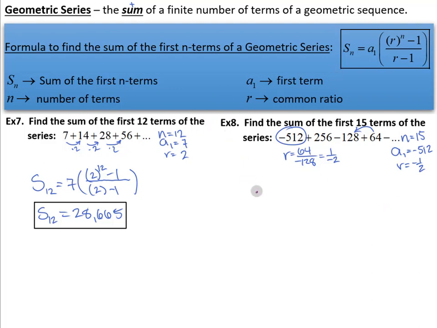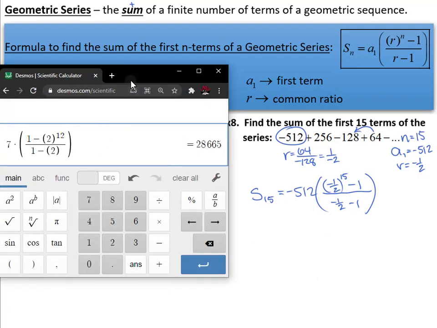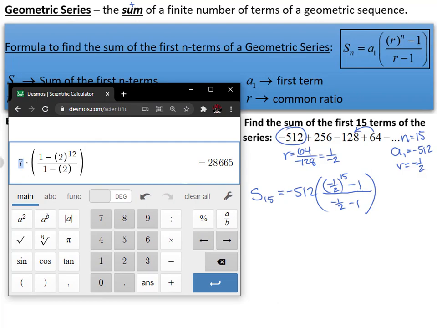Okay, we've got all of our information. Let's find the sum of the first 15 terms. So we plug in our first term, -512 times. And again, I'm just using our version here. It doesn't matter which one you want to use. R in parentheses, very important this time, especially when it's negative, to the nth power minus 1 over r minus 1. Again, the r in the bottom, if it's not being raised to a power, it doesn't necessarily have to be in parentheses. But let's go ahead and type this one in as well.